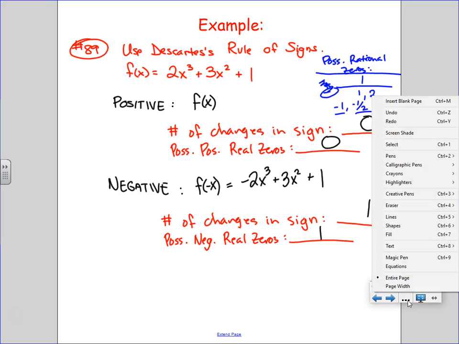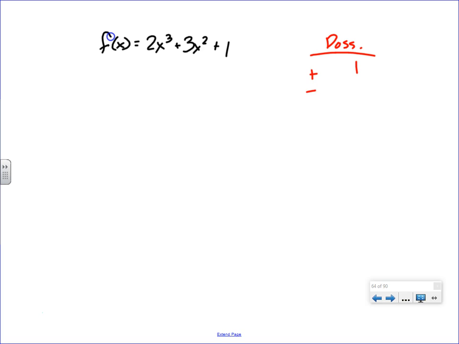What's our polynomial? 2x cubed plus 3x squared plus 1? We just got our possible zeros. Plus or minus 1 over 1 and 2. We forgot the positives because we looked at Descartes' rule of signs. No change in sign. They must be negatives only. Those are our possible ones.